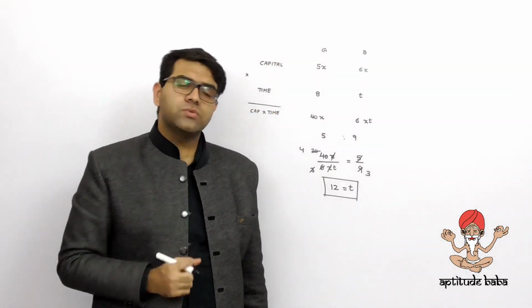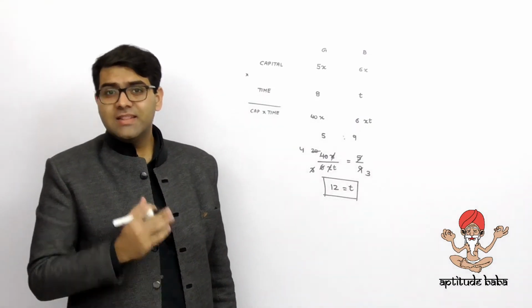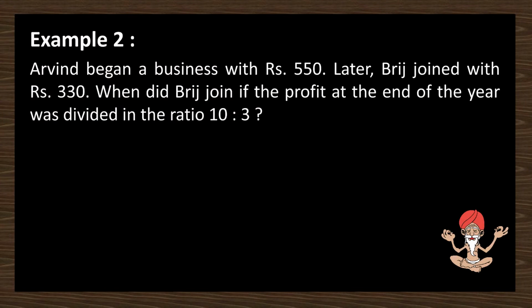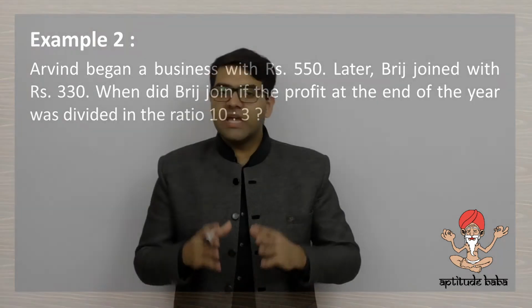Hopefully we are following through this example of partnerships. Let's try out another example here. Arvind began a business with rupees 550. Later Bridge joined with rupees 330. When did Bridge join if the profit at the end of the year was divided in the ratio 10:3? In this given question, what I am given is the capital investment of Arvind as well as the capital investment of Bridge. Also, I am given that the end of the year the profit was divided in the ratio 10:3.